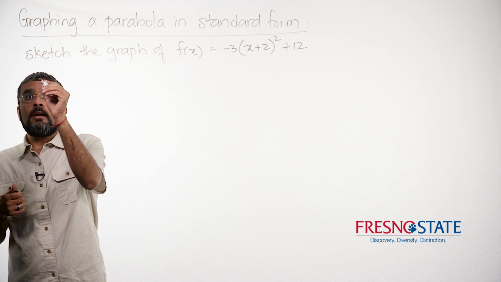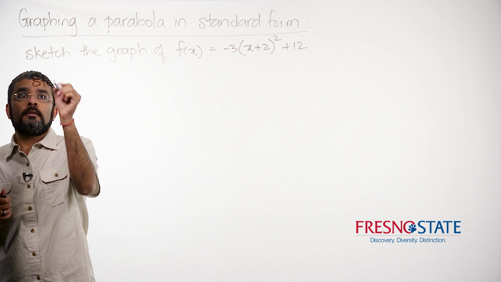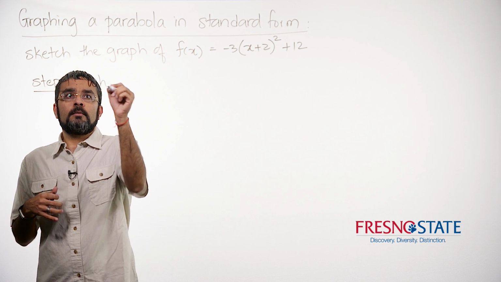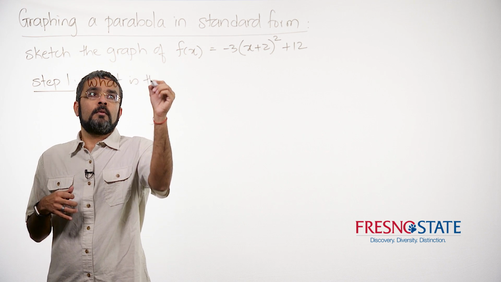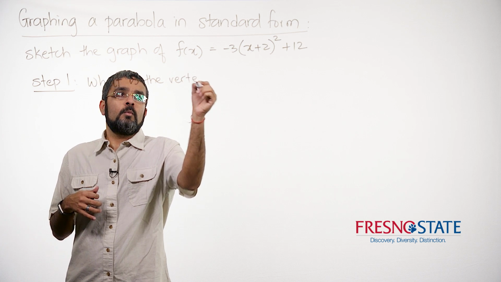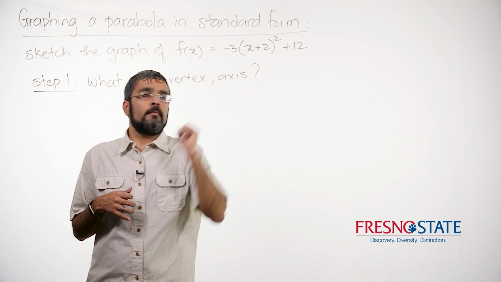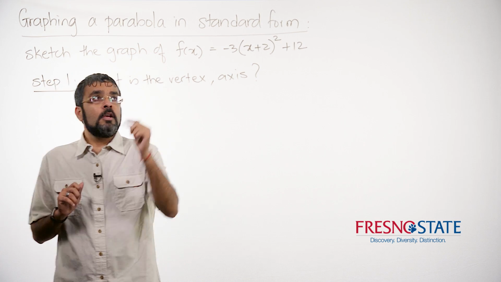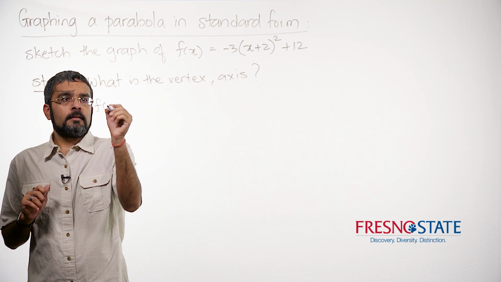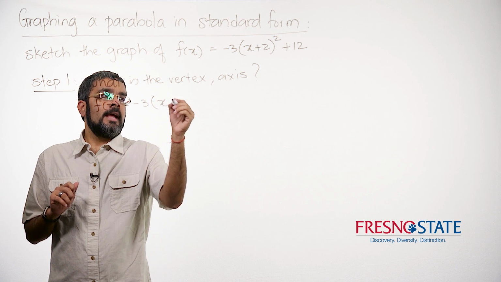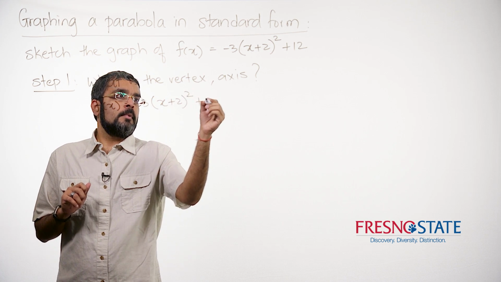The first thing you want to do here is figure out what the vertex is. What is your vertex? What is your axis of symmetry? Okay, so let's go ahead and find that. I have my function, f(x) equals negative 3 (x plus 2) squared plus 12.